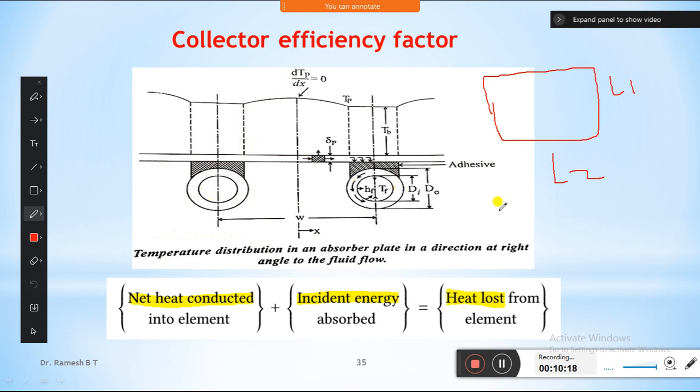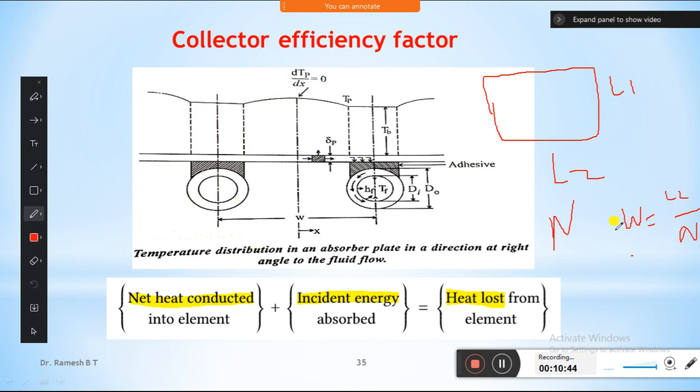Say there are n fluid tubes, means we can consider n number of fluid tubes, maybe 10, 20, 30 fluid tubes, indicated by n. The pitch of the tube is W, and it can be given by L2 divided by N, that gives the pitch, means the gap between the tubes.